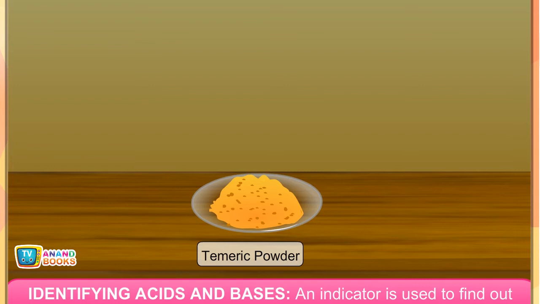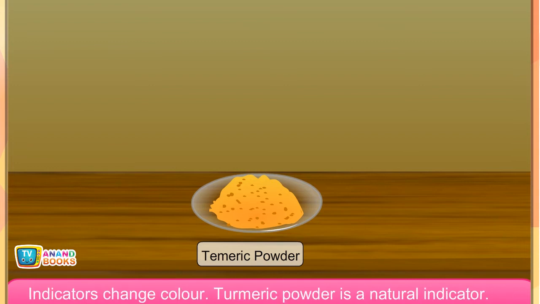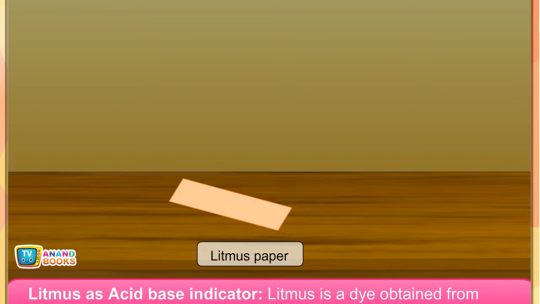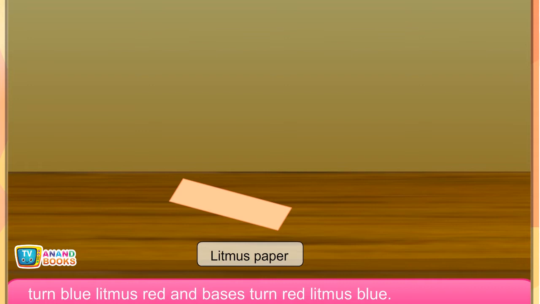Identifying acids and bases. An indicator is used to find out whether a substance is an acid or a base. Indicators change color. Turmeric powder is a natural indicator. Litmus as acid-base indicator: litmus is a dye obtained from lichens. It is used in laboratories to identify an acid and a base. Acids turn blue litmus red and bases turn red litmus blue.